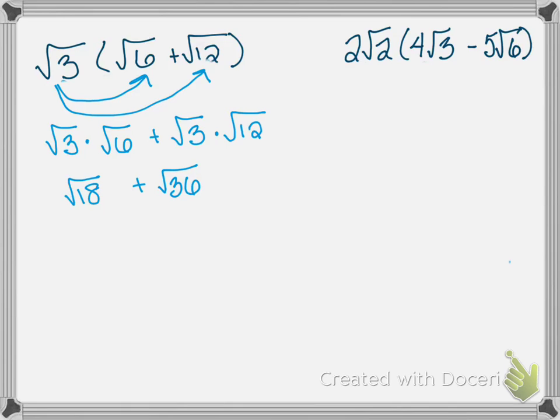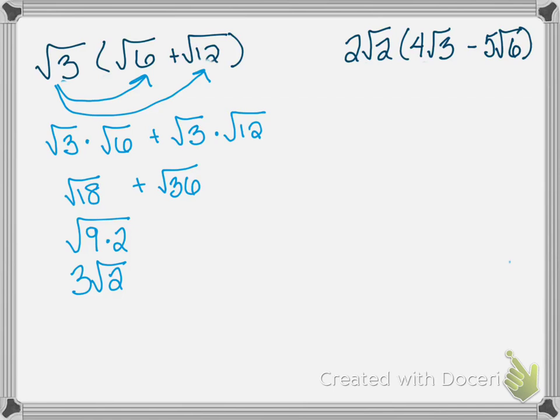Okay? Can 18 be broken down? Yes. Good. Okay? 18 breaks down to 9 times 2. The reason I picked 9 times 2 is because 9 is a perfect square. If I had picked 6 times 3, I wouldn't have gotten anywhere. 6 isn't perfect and 3 is not perfect. So I needed to pick 9. What's the square root of 9? 3. So I have 3 on the square root of 2.